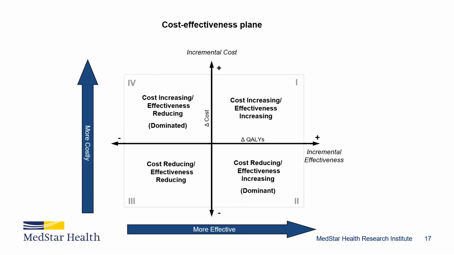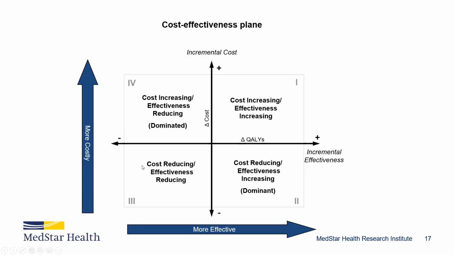In this case, we don't really report the incremental cost effectiveness ratio because, as we'll see, it's negative, but we call lower cost and more effectiveness dominant. In other words, whatever treatment we're looking at is dominant. That is, it's more effective and costs less.